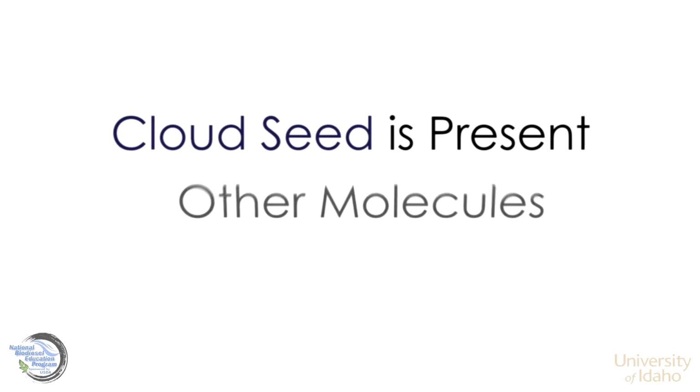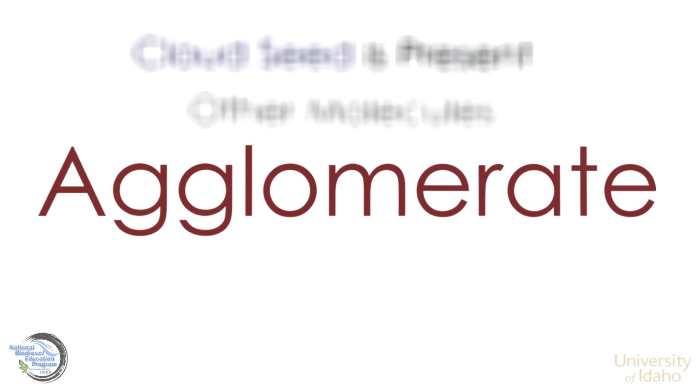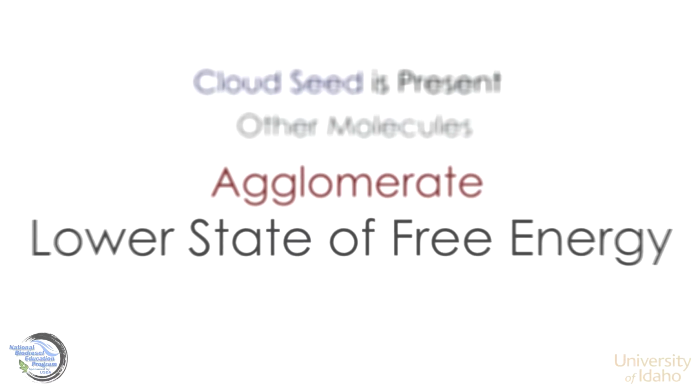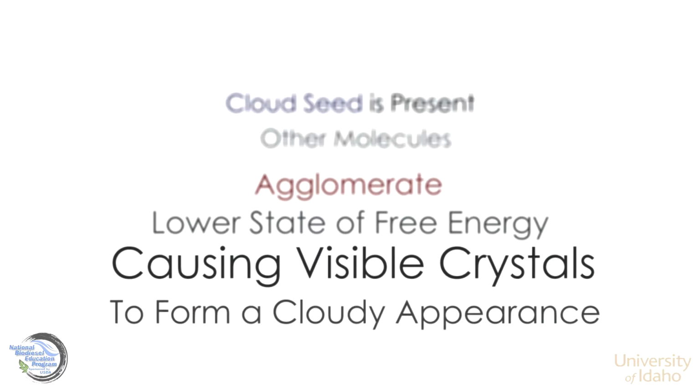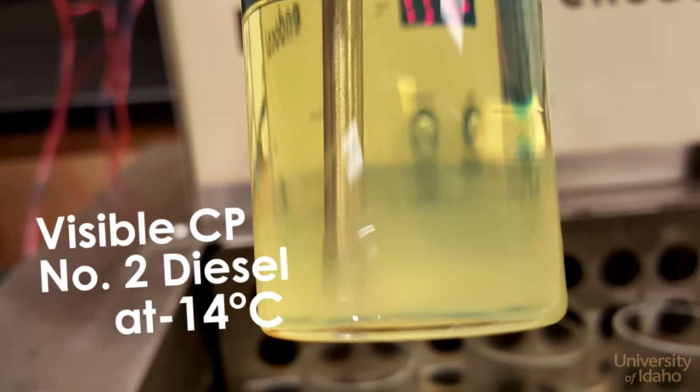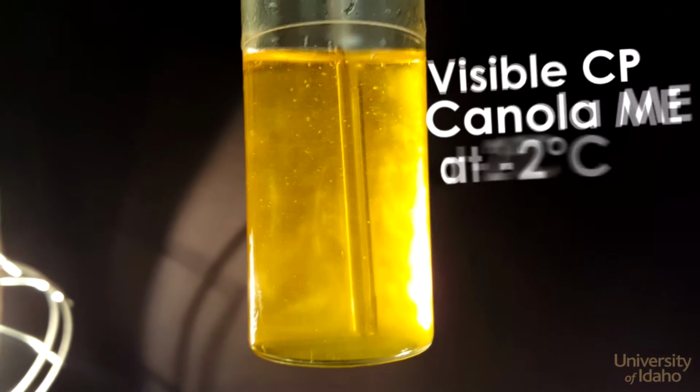Once the cloud seed is present, it is easy for other molecules to agglomerate because the molecules go to a lower state of free energy by doing so. This causes visible crystals to form a cloudy appearance. Here it is showing the visible cloud point in biodiesels of various feedstocks.